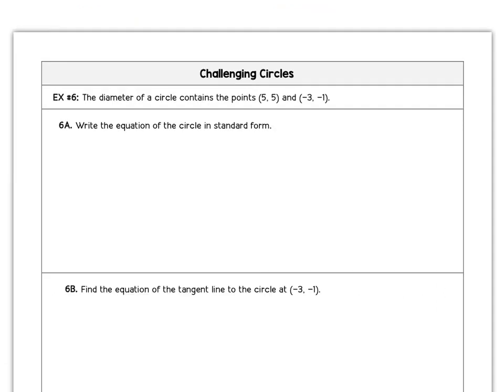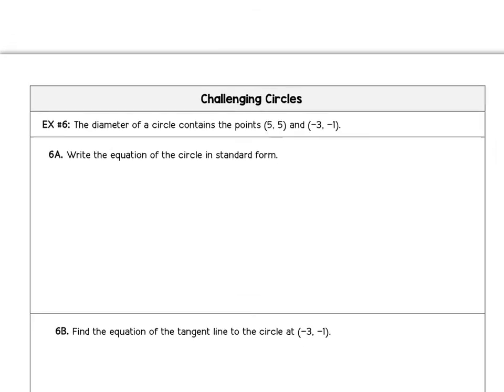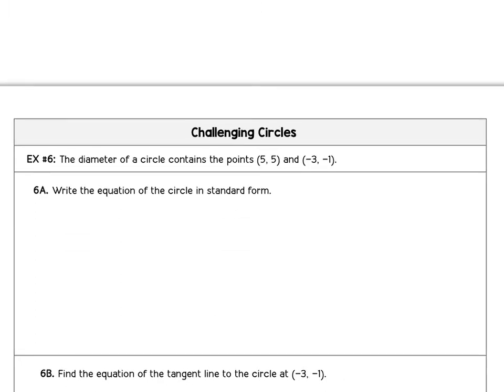So for example 6, they tell us that the diameter of the circle contains these 2 points. So first thing we need to do is find the center of the circle. The center is exactly between these 2 points. So the center would be 5 plus -3 divided by 2, and 5 plus -1 divided by 2. So that gives me 2 over 2, so that's 1. That would give me 4 over 2, which is 2. So that's my center.